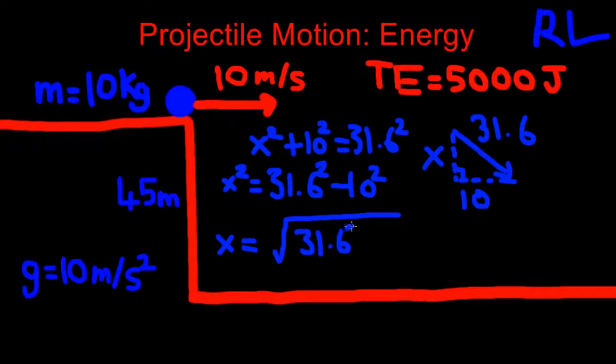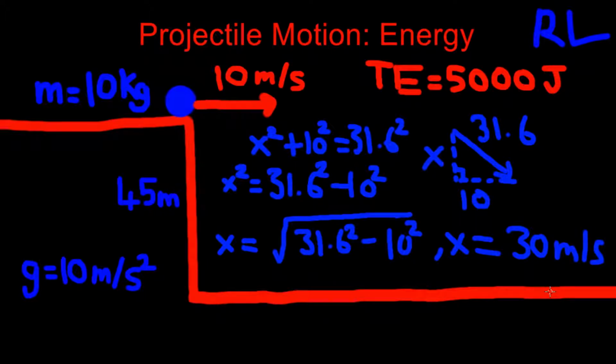We know here that this is a positive direction. We've already decided which direction this is in. We know it's downwards. 31.6 squared minus 10 squared. Shoving this straight into our calculator, we just get x to be equal to approximately 30 meters per second.